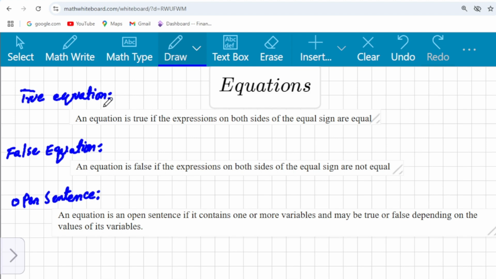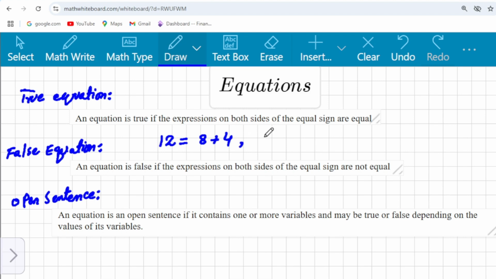True sentence or true equation. An equation is true if the expressions on both sides of the equal sign are equal. For example, if I write here 12 equals 8 plus 4. We can say 8 plus 4 is 12, so both sides are equal. So we can say that this is a true sentence.